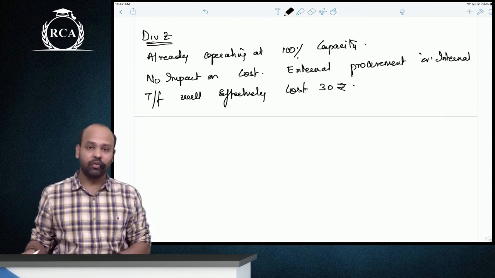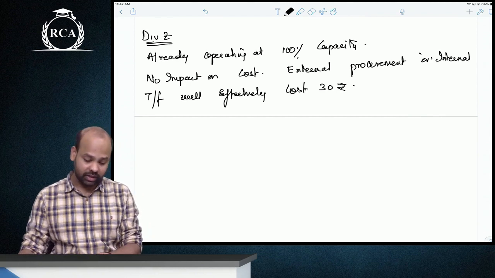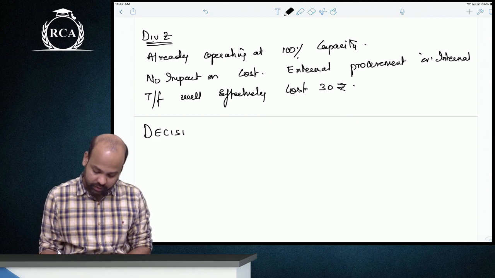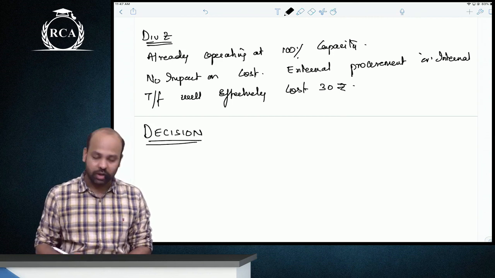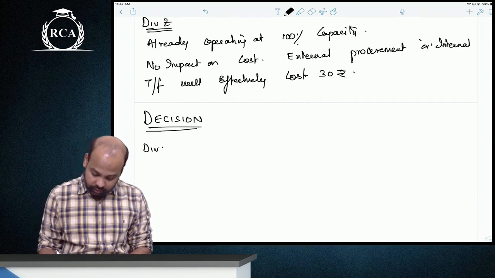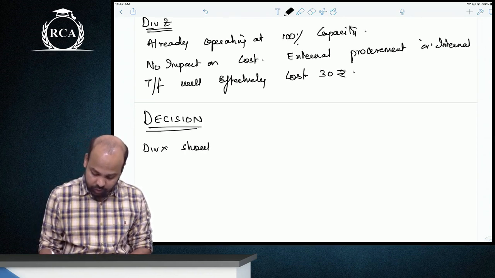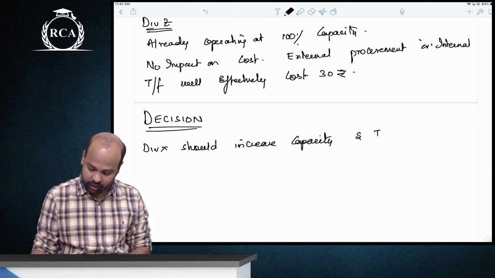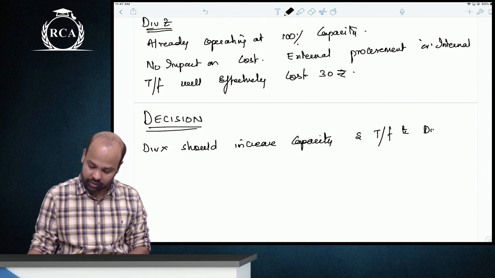Now, what was the decision that we have taken? They have asked us to recommend the best strategy. So finally, the final decision that I'm talking about is that Division X should increase capacity and transfer to Division Y and Division Z.